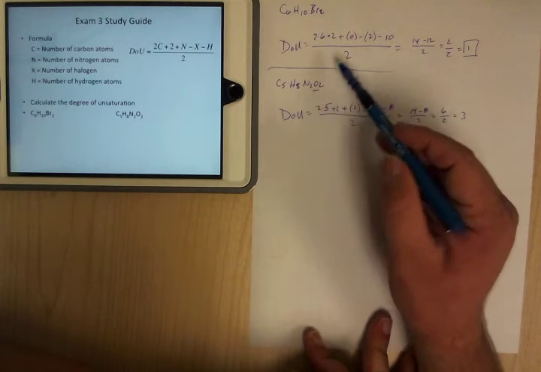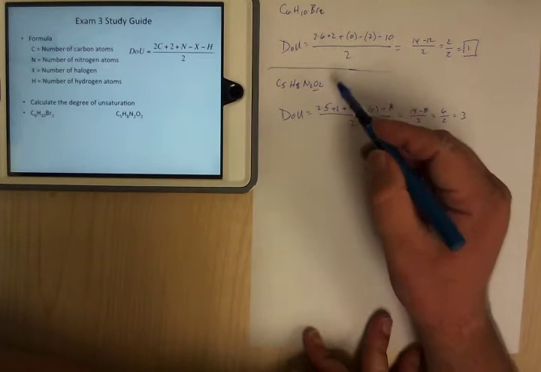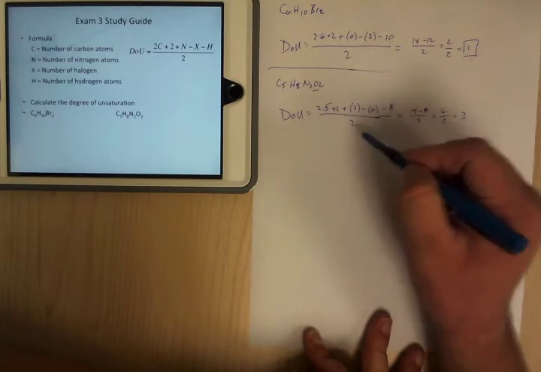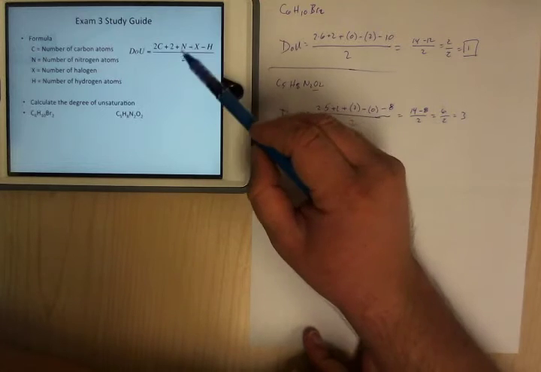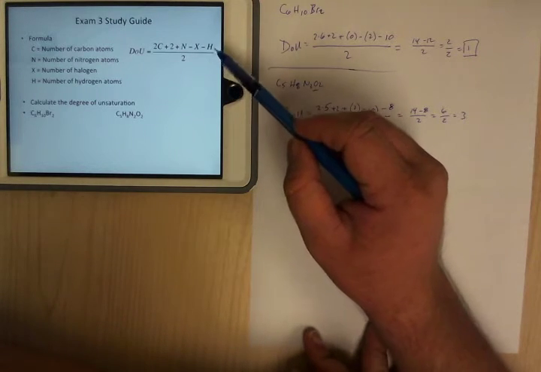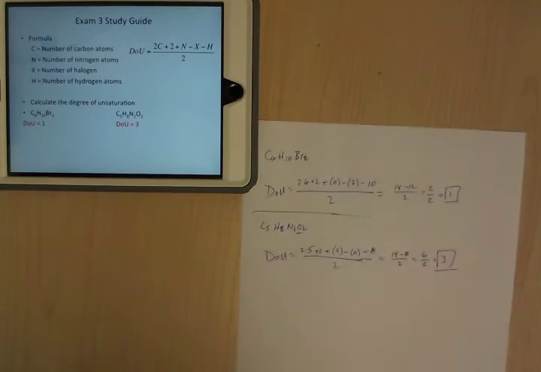Notice that oxygen does not come into play like that, so don't add that to your equation. It doesn't come into play in this calculation, so you can ignore that. So that's just carbons, nitrogens, halides, hydrogens. So there we go.